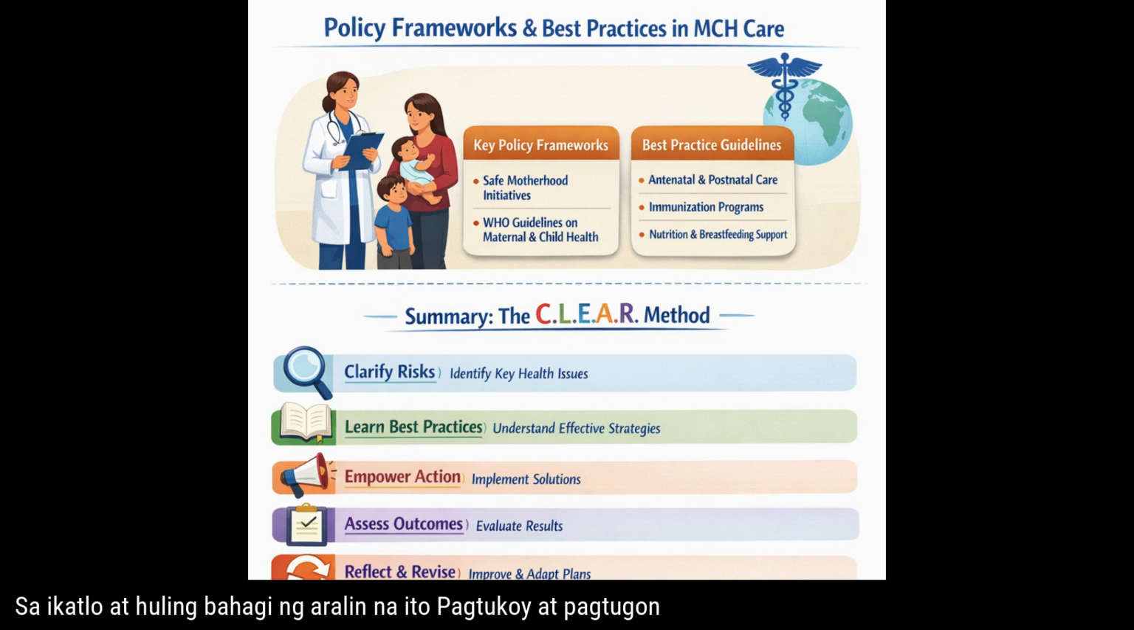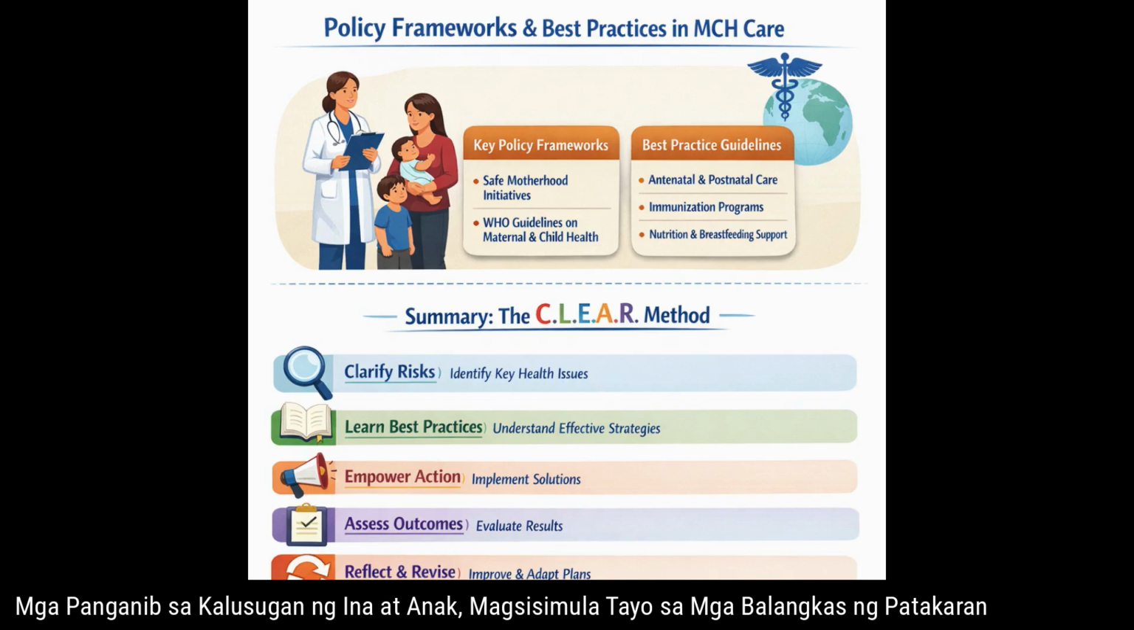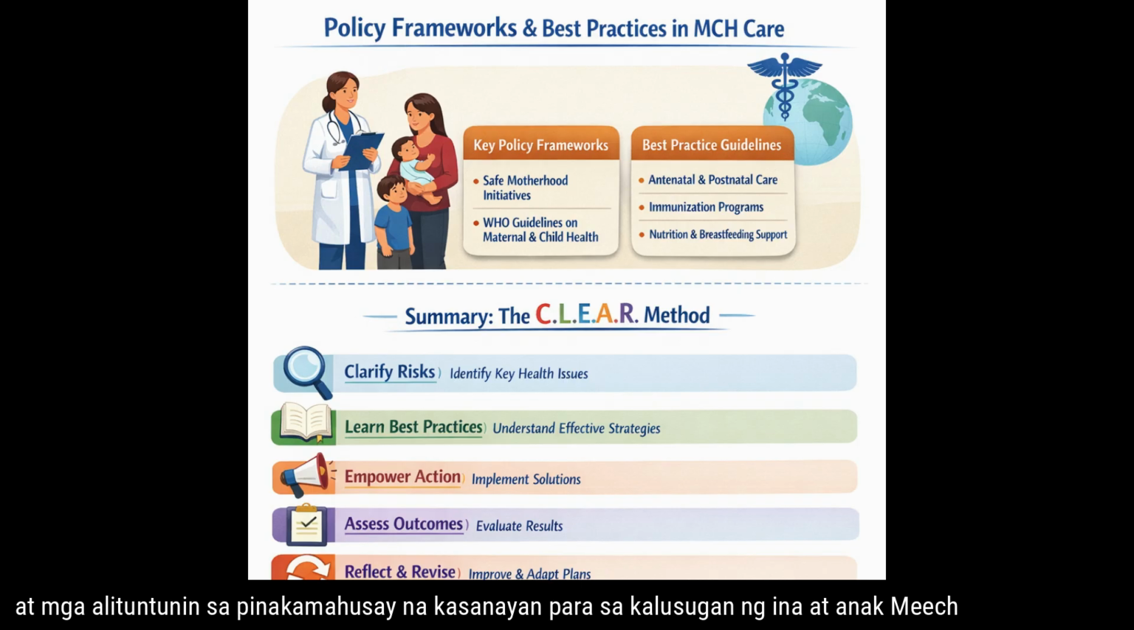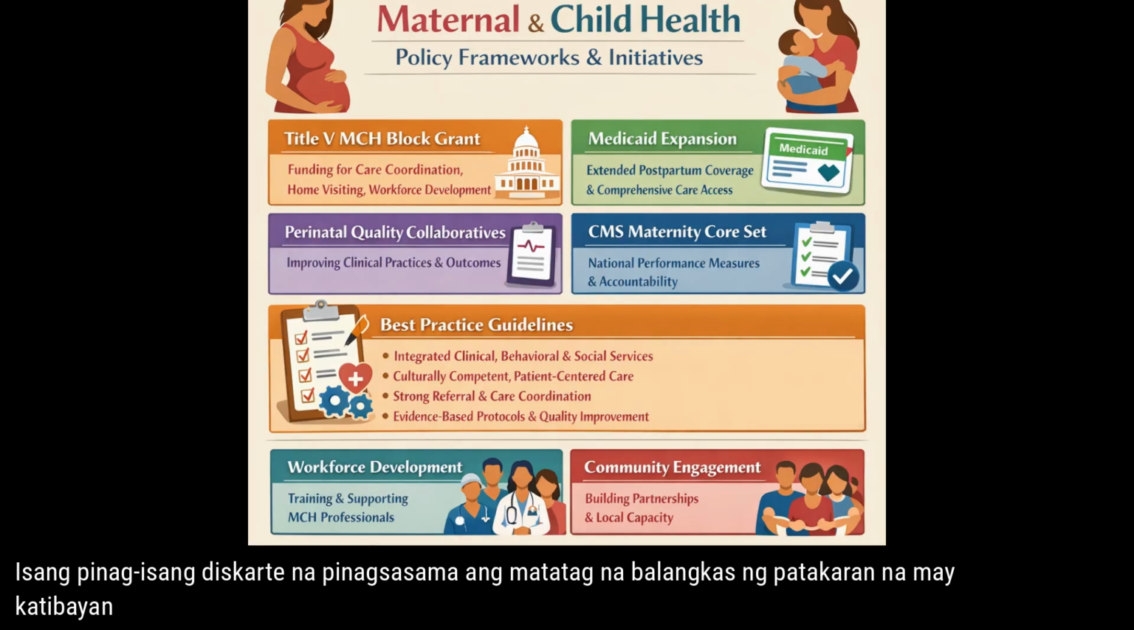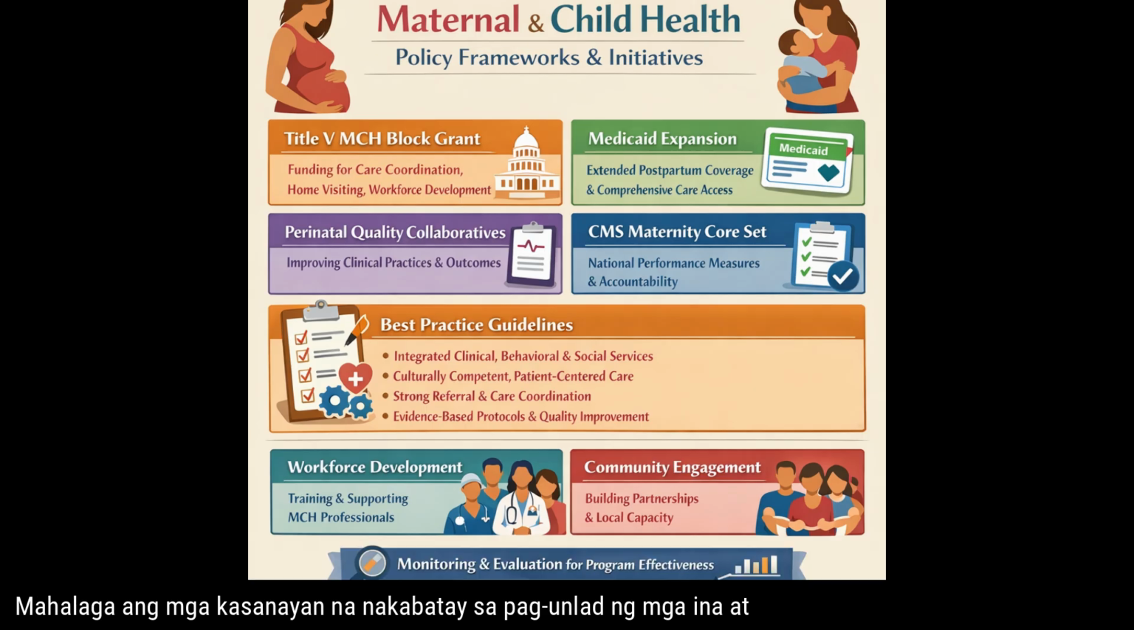In this third and last part of the lesson, identifying and addressing maternal and child health risks, we will start with policy frameworks and best practice guidelines for maternal and child health, MCH care. Then we will make a summary with the CLEAR method. A unified approach combining robust policy frameworks with evidence-based best practices is essential for advancing maternal and child health outcomes nationwide.